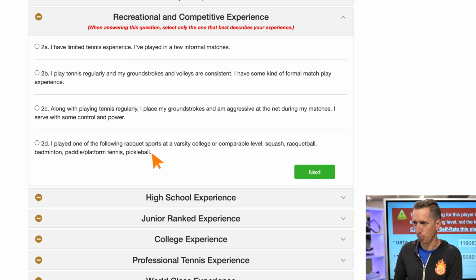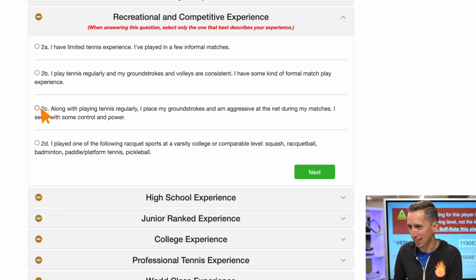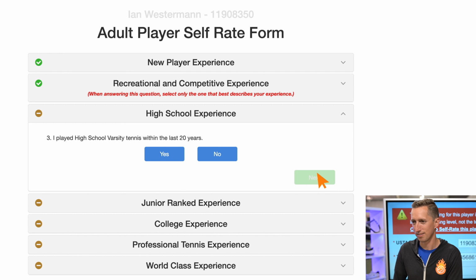I played one of the following sports at varsity, college, or a comparable level: squash, racquetball, badminton, tennis, platform tennis. Wait, so why isn't tennis on this list? I'm honestly not sure. I mean, this is true of me. I didn't play any of these in college, but I played tennis in college. Okay, well, I guess I got to go 2C because I didn't play any of these in college.